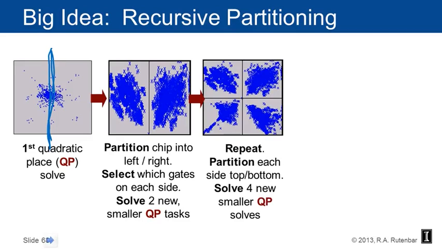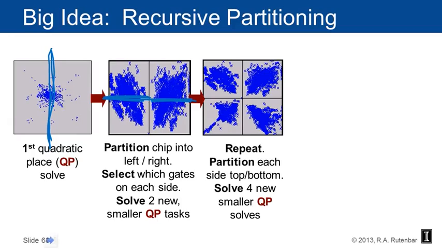I will again partition things, but I will partition the region on the left by drawing a line to the left and the right, and I will partition the region on the right similarly by drawing a slice to the left and the right, and I will say that the gates on the top on the left have to go on the top, and the gates on the bottom on the left have to go on the bottom. And so I now get 4 regions, each with about 1/4 of the total gates. I will solve 4 new, smaller quadratic placement problems, and I'll see where they go.